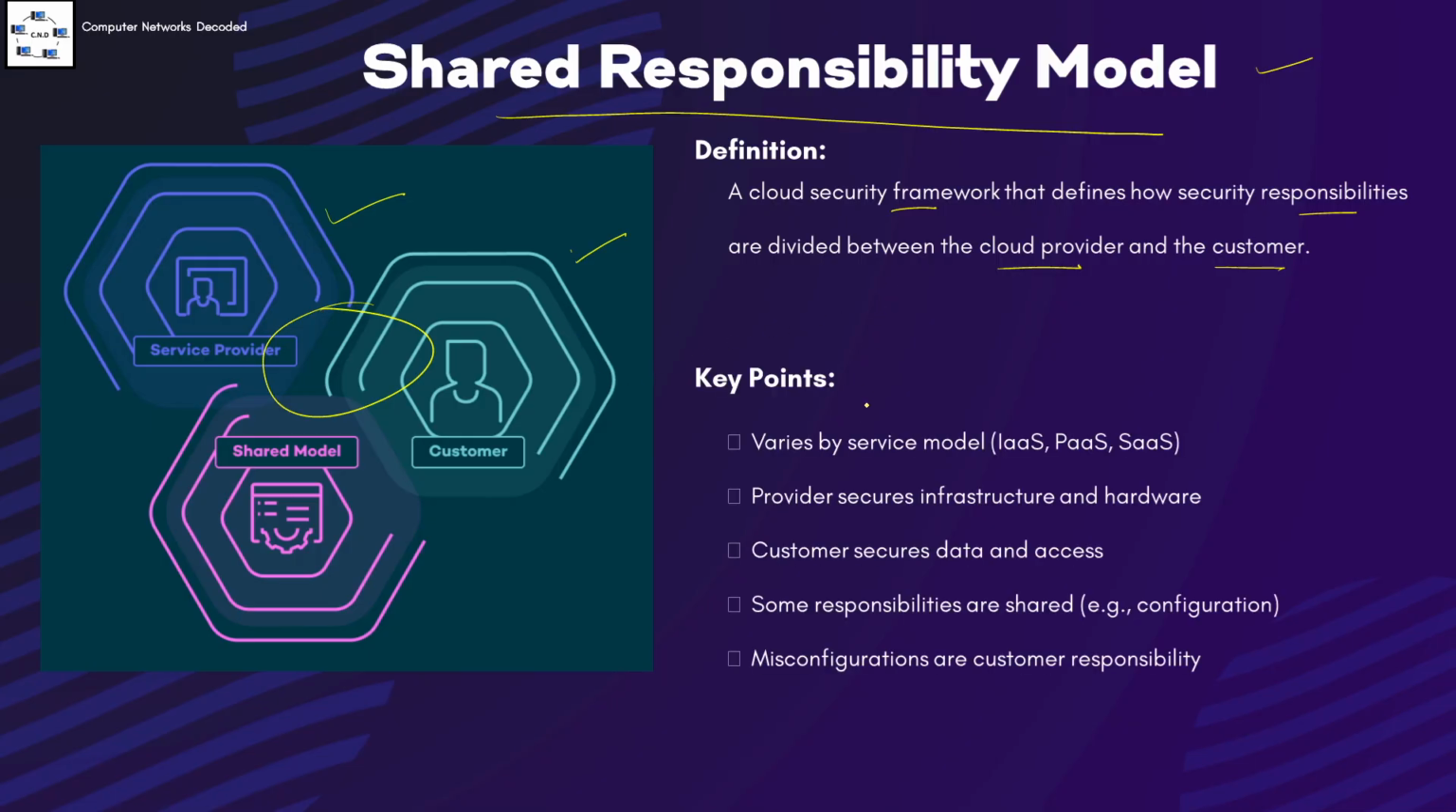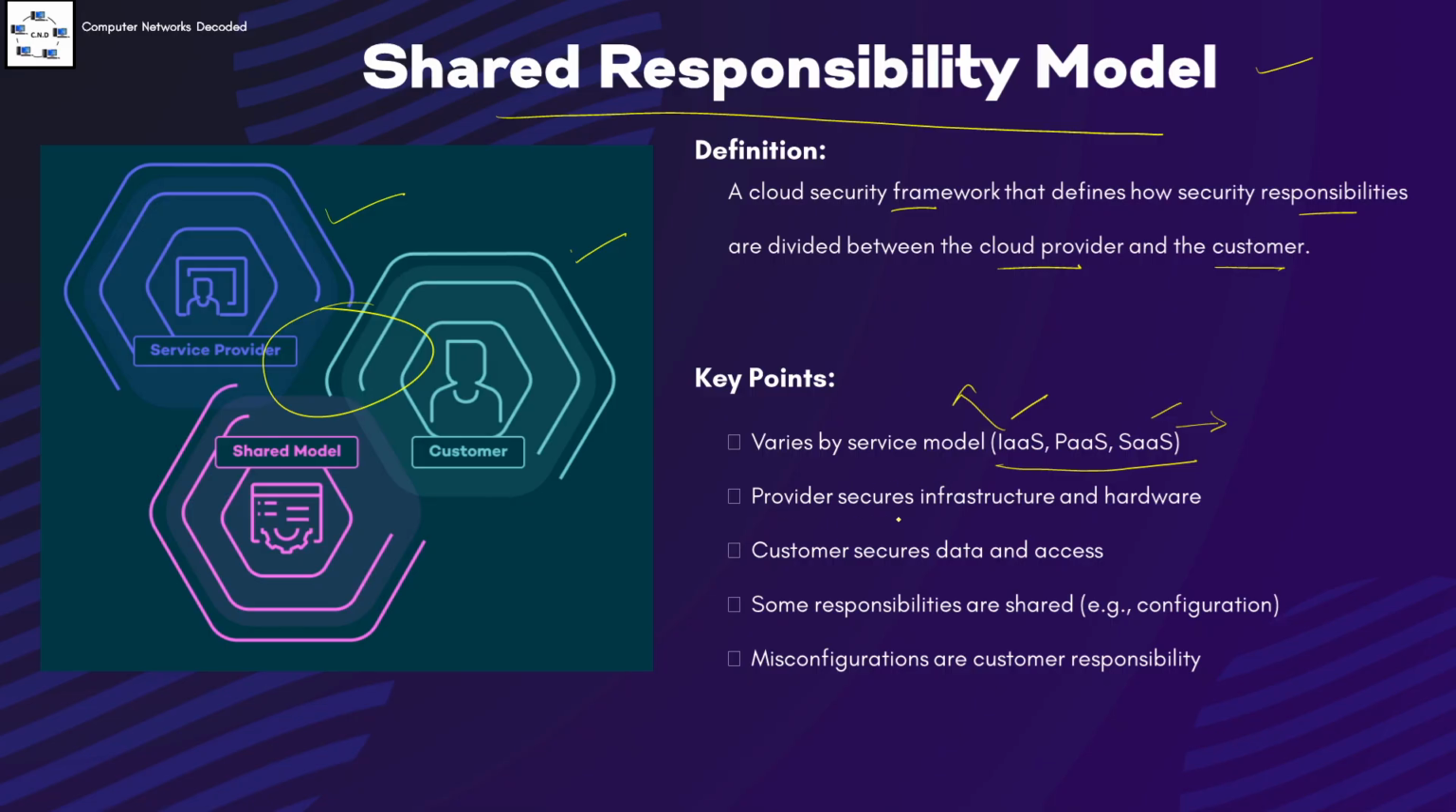So the key concept points are that the responsibility model varies by the cloud service model, such as infrastructure as a service, platform as a service, and software as a service. What does this mean? This means that in infrastructure as a service, for example, the customer has more responsibility, while in software as a service, the same customer has the least responsibility. And inversely, the cloud provider has the least responsibility here and the most responsibility there.